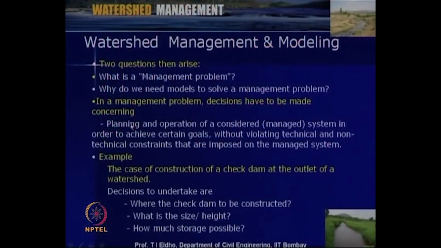So, in a management problem, decisions have to be made concerning planning and operation of a considered, so-called managed system. So, we go for a system approach or systematic approach based upon the delineated watershed. So, our system here is the delineated watershed, in order to achieve certain goals without violating technical and non-technical constraints that are imposed on the managed system. So, there can be various constraints; some can be technical, some can be non-technical.